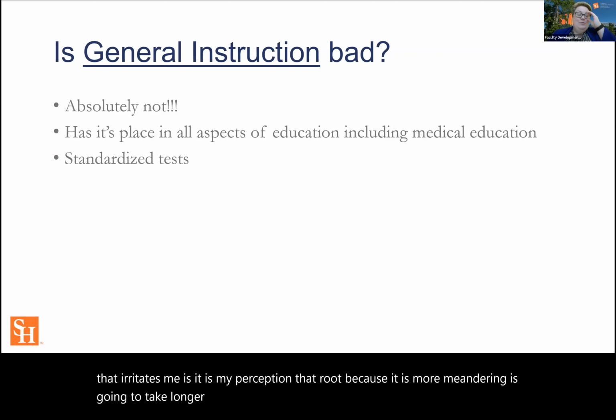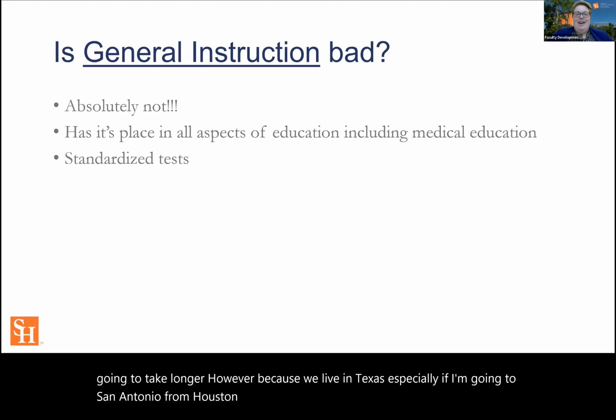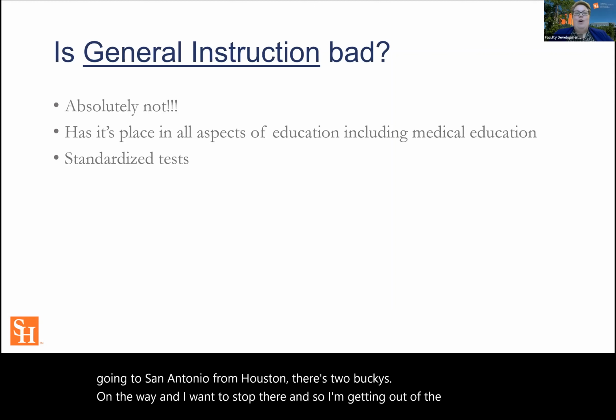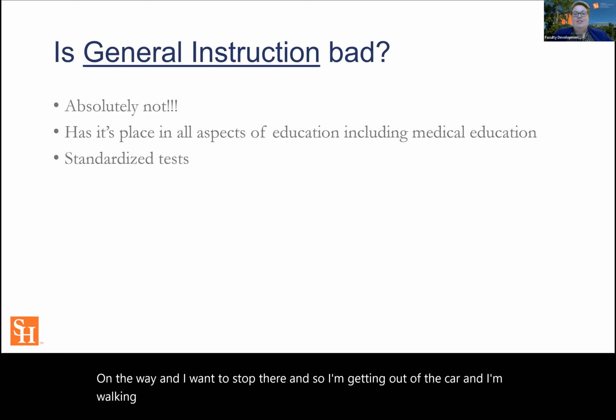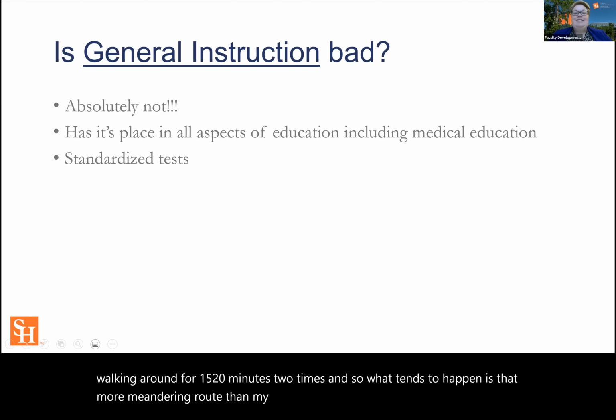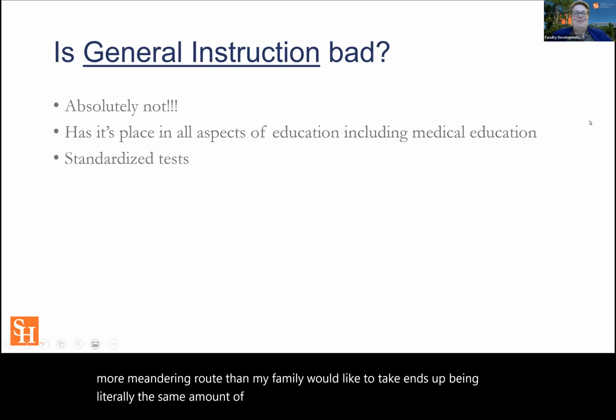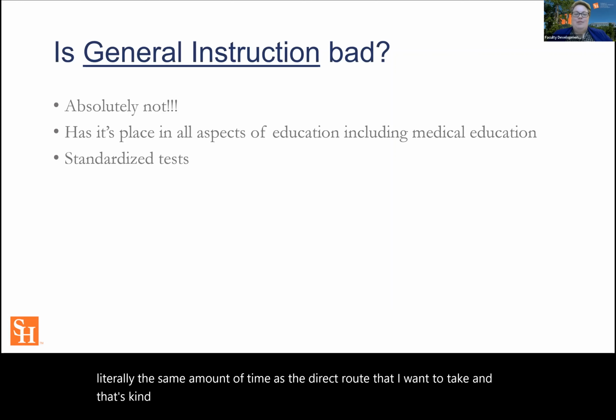However, because we live in Texas, especially if I'm going to San Antonio from Houston, there's 2 Buc-ee's on the way and I want to stop there. And so I'm getting out of the car and I'm walking around for 15, 20 minutes 2 times. And so what tends to happen is that more meandering route that my family would like to take ends up being literally the same amount of time as the direct route that I want to take. And that's kind of the same logic we need to apply to performance on standardized tests.